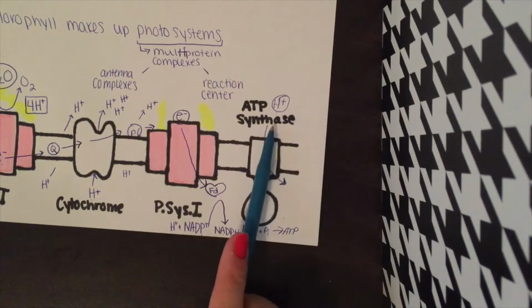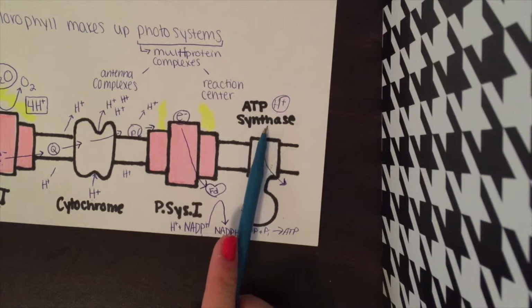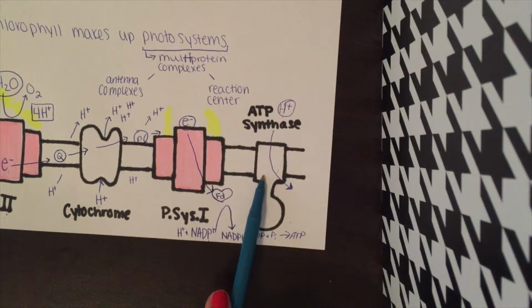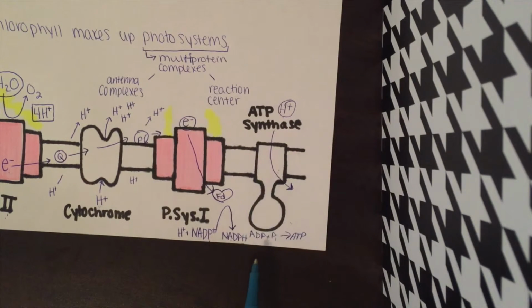Again, there's a lot of hydrogens out here. They come in through the ATP synthase, they spin this wheel. When the wheel starts spinning, it creates energy, and the energy allows ADP to become ATP. This is actually where the majority of ATP in photosynthesis comes from, this one mechanism of the ATP synthase.